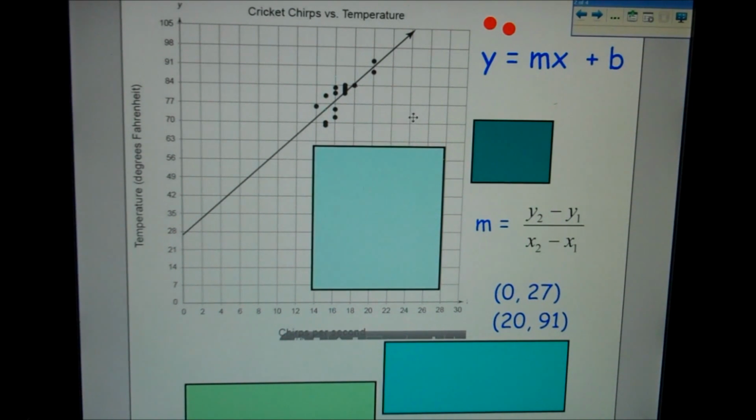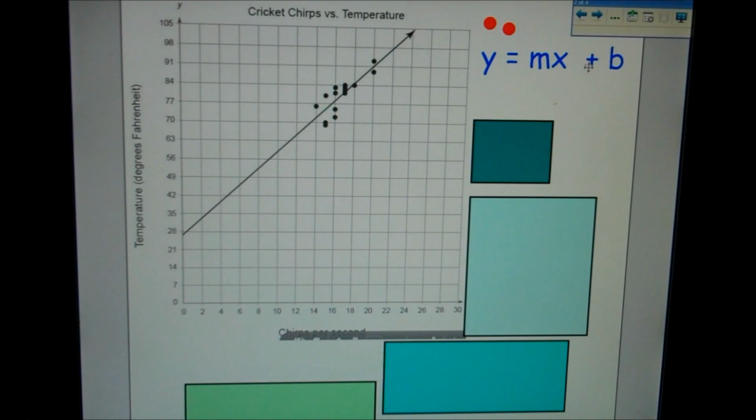You do not have to sketch the entire graph. I know that's a lot for you to do, okay? Cricket chirps versus the temperature. So this goes along with the last video that we just watched. Again, I have this y equals mx plus b. That's the first thing that we have to do, is find the equation of this line.